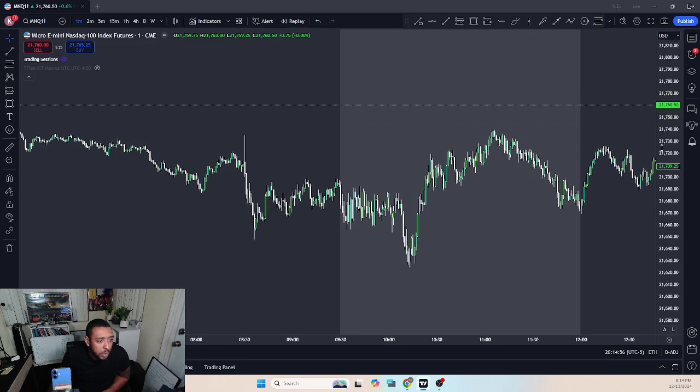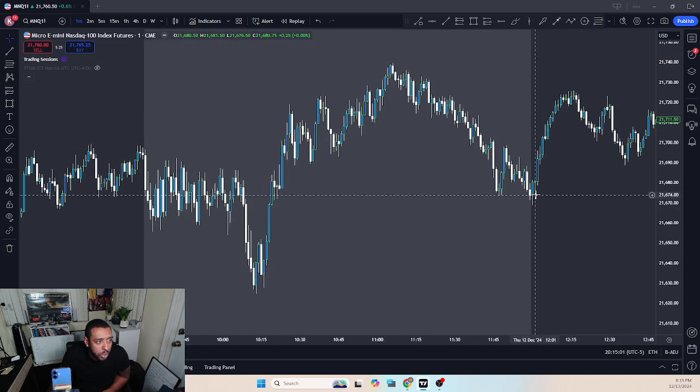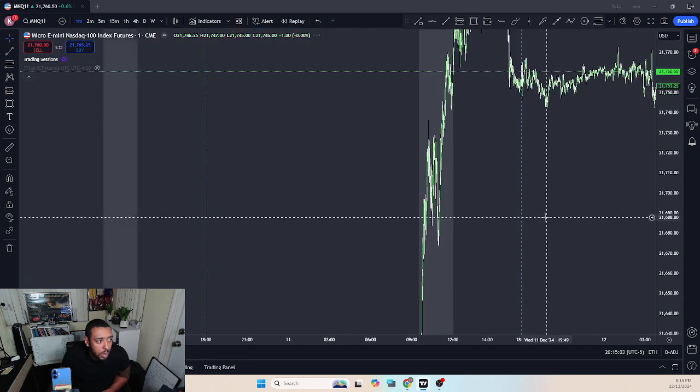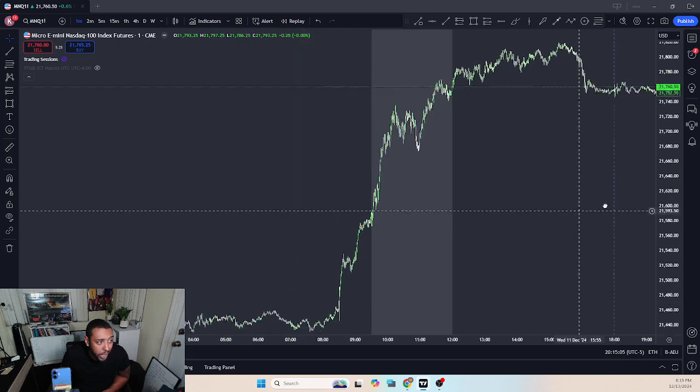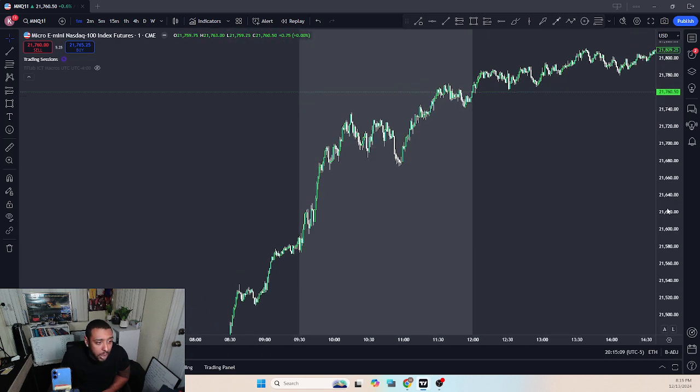This is Friday's trading. This was Thursday's trading. 9:30 to 12. So you see the range. This is all money. This is money all day long.